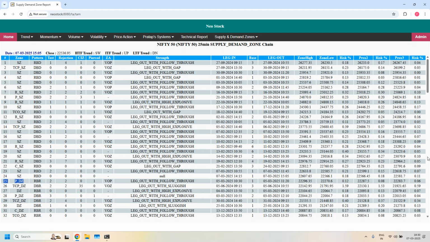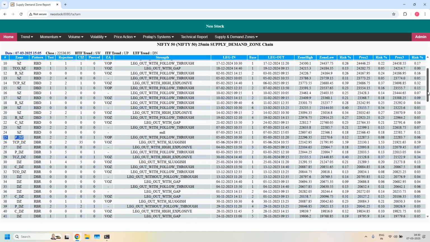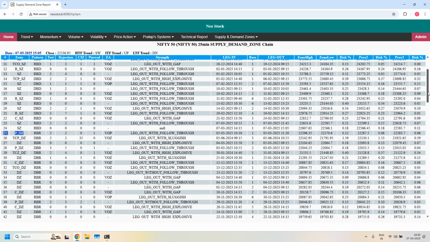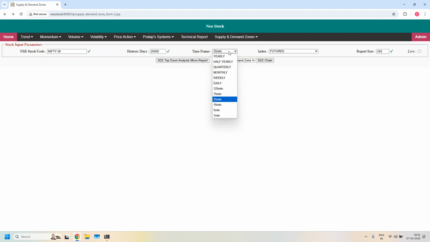Let me put it in the center so that you know equal number of demand and supply zones on your screen. Okay. Next, 15 minutes supply demand zone chain for NIFTY.